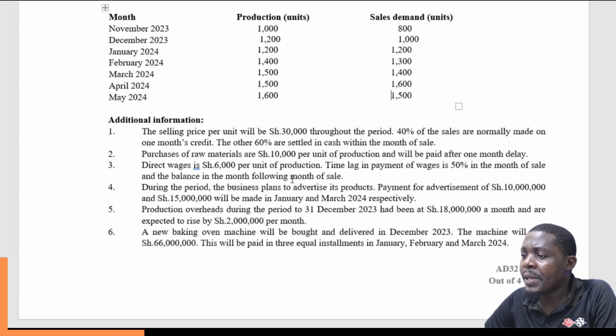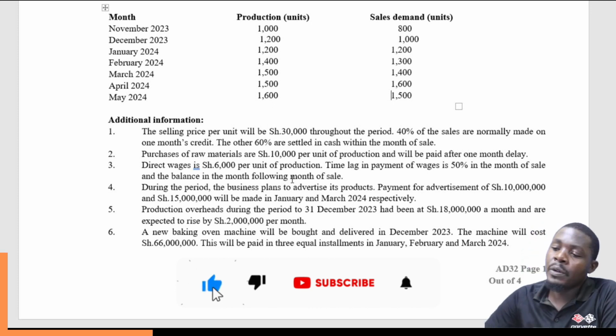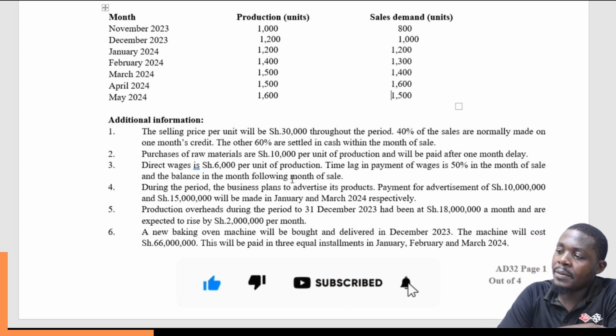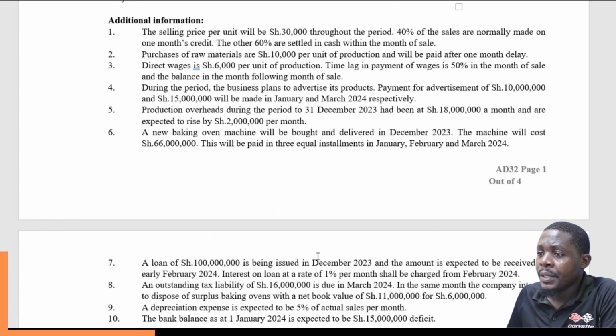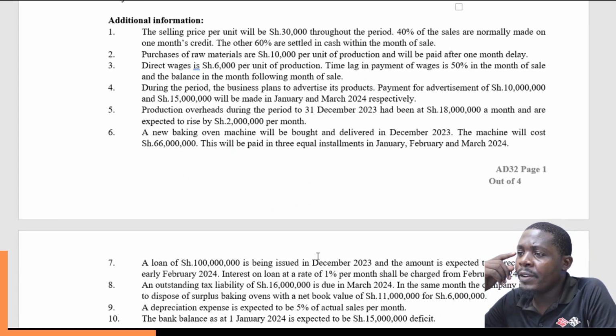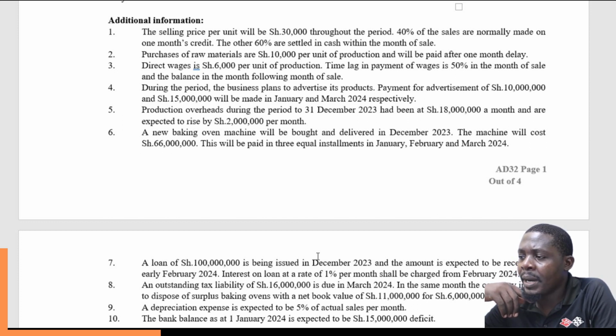Production overhead during the period to 31st December 2023 had been 18 million a month and is expected to rise by 2 million per month. January will be a 2 million increase, February also increased by 2 million, and proceeding in that order. New packing oven machines will be bought and delivered in December 2023. The machine will cost 6 million, paid in 3 equal installments in January, February, and March.